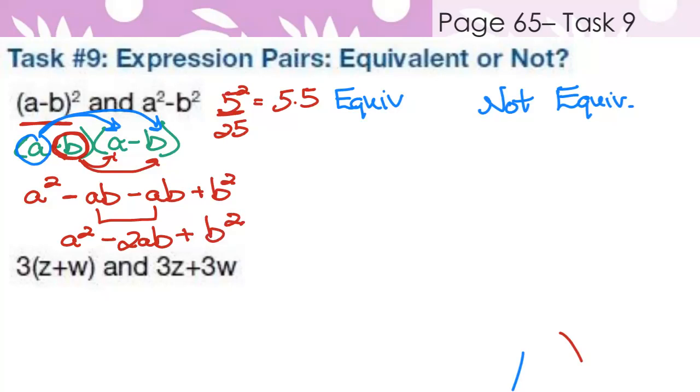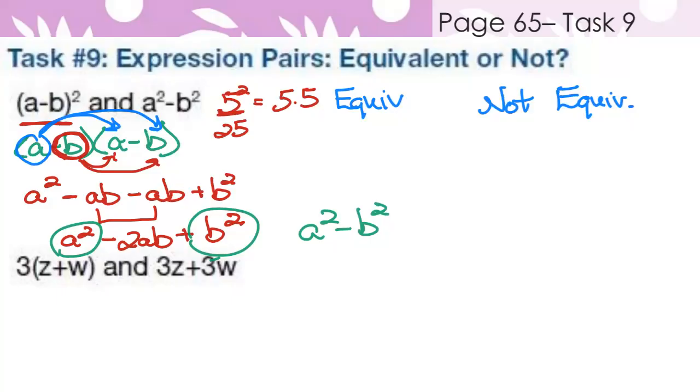Is that going to be the same as A squared minus B squared? No, because here you are adding them together. Yes, you're subtracting 2AB, but that is not the same. What happens if you just add squared to the parentheses? I don't think that would work.